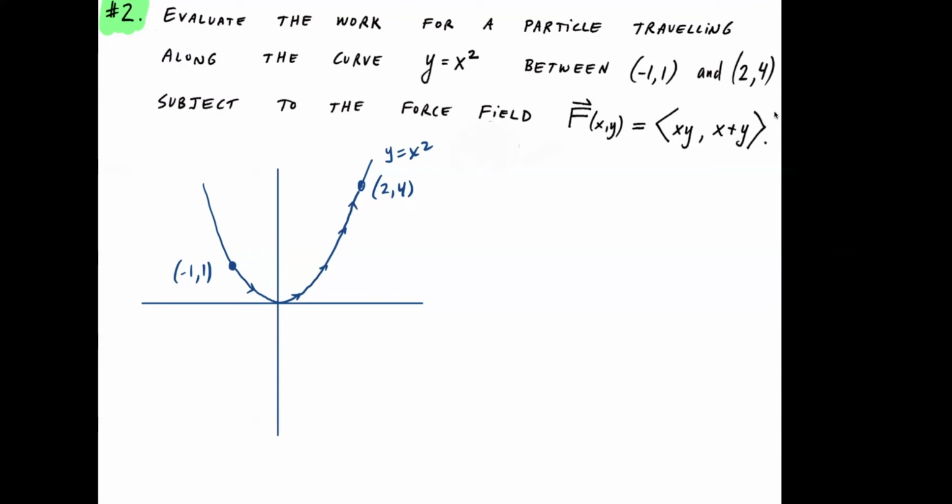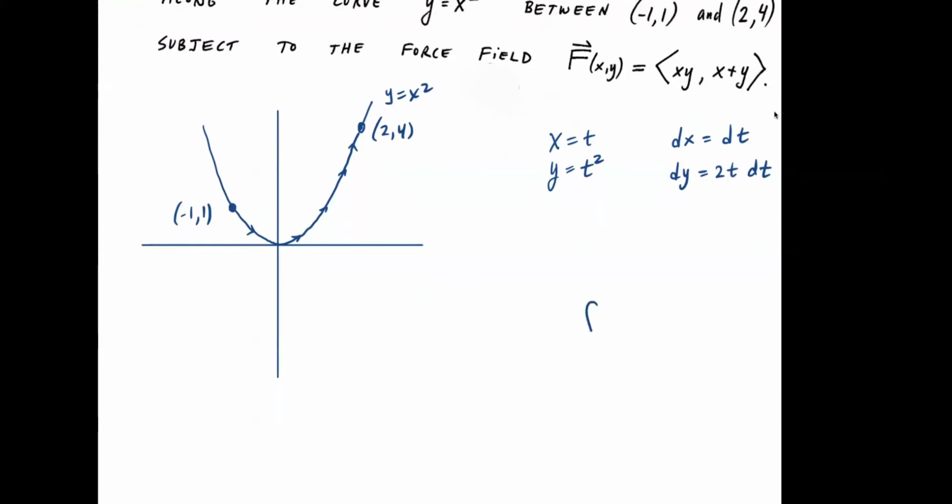Okay, now let's parameterize the curve. Because y equals x squared everywhere here, I can use a parameterization where I take x equal to t, y equal to t squared. This will give me dx equals dt, just taking some derivatives, and dy equal to 2t dt. Okay, the formula for work that I'm going to be using is this last one, where we have the integral of P dx plus Q dy.